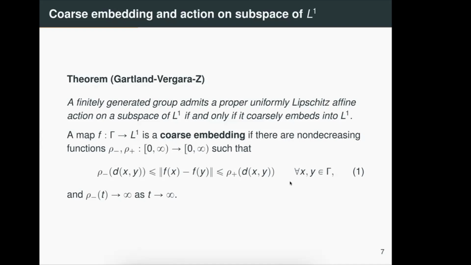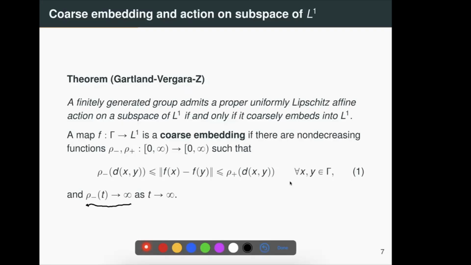So you have a coarse embedding if you can find a map and two control functions. So this lower control function rho minus and the upper control function rho plus, and the distance between f(x) and f(y) is controlled by these upper and lower functions in terms of the distance between x and y. And the important thing is that it's a properness assumption. So here the lower control function has to go to infinity as t goes to infinity. So you manage to put your group into a Banach space, and you maintain this properness.